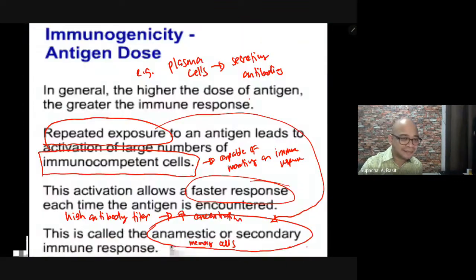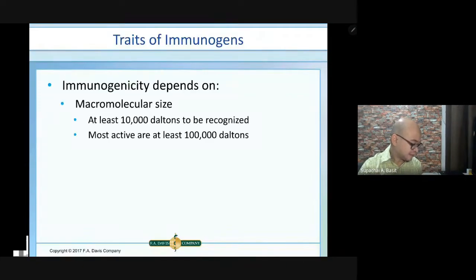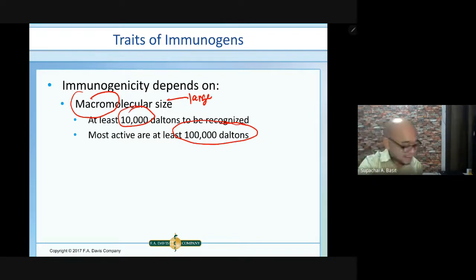So the second, aside from that, we also have the size. Immunogenicity depends on macromolecular size. Remember, macro means that it is large. Antigen should really be large. How large? Should be at least 10,000 daltons in order to be recognized by the immune system. And the most active ones are at least 100,000 daltons. So remember this, if the antigen is below 10,000 daltons, we do not call it an antigen, but we simply call it a hapten, and hapten needs a carrier.